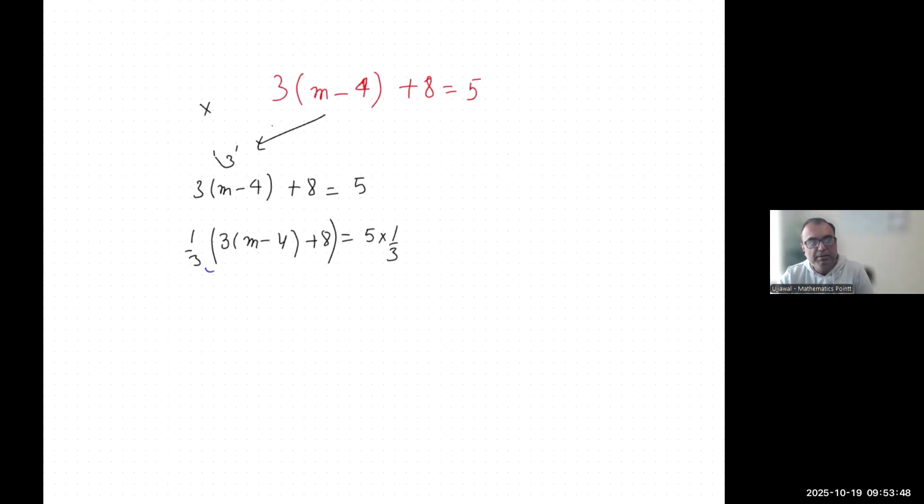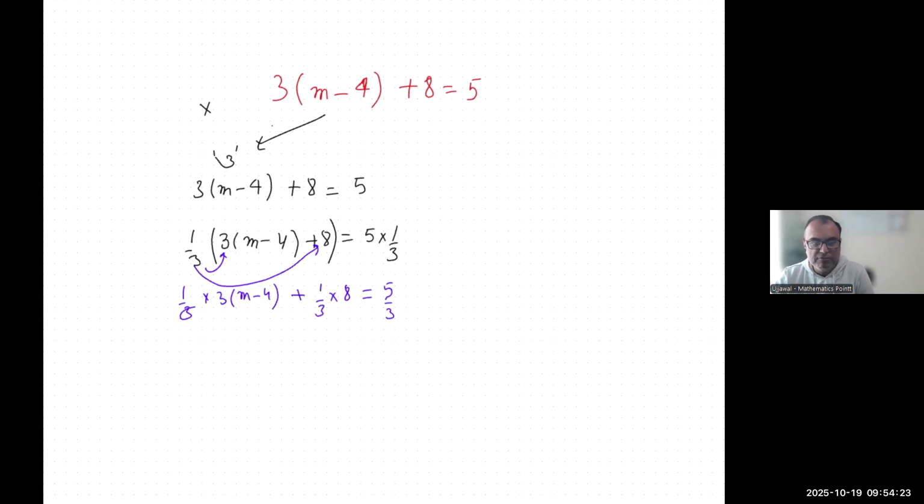This 1 on 3 gets multiplied here, and this 1 on 3 gets multiplied here. So 1 on 3 times 3 times m minus 4 plus 1 on 3 times 8 makes it a 5 on 3. Is the first step clear? The step in the purple that I've just done. I need a yes or no.